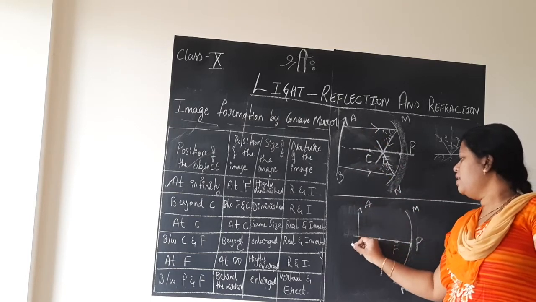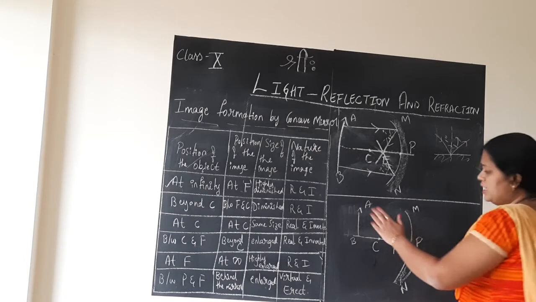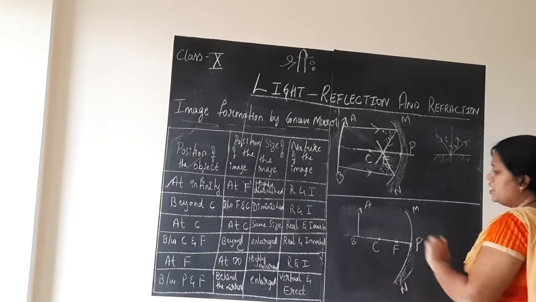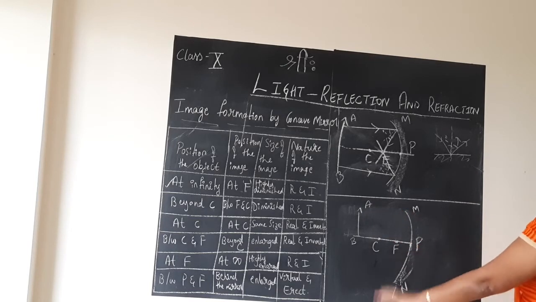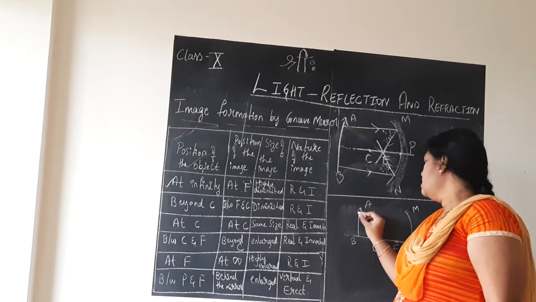Always AB is the representation for the object. Now we have placed the object AB. Now we shall draw the rays of light.